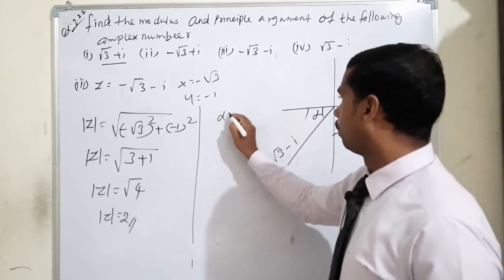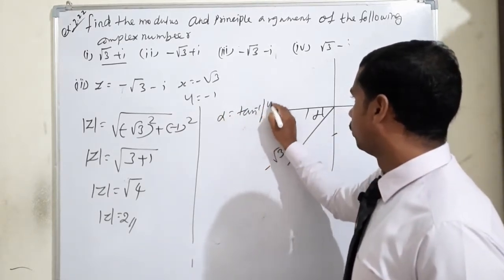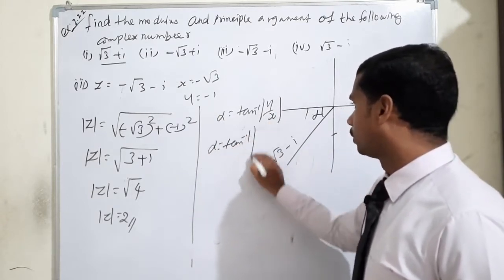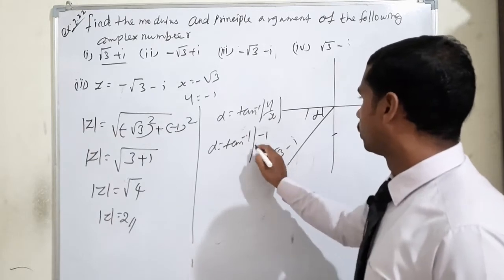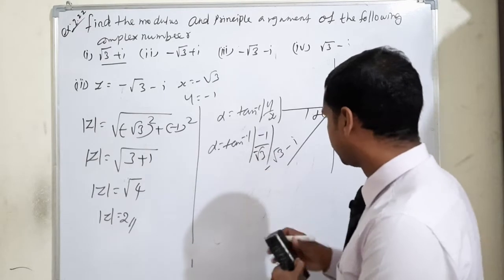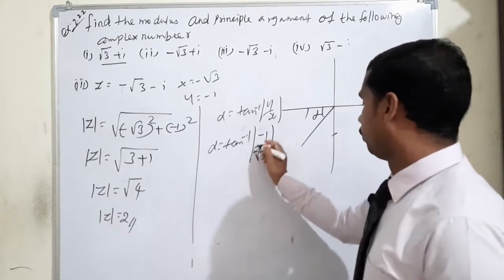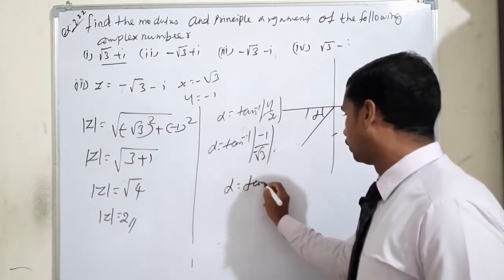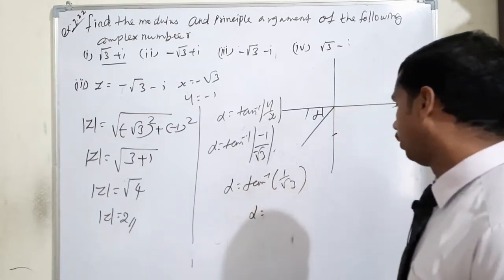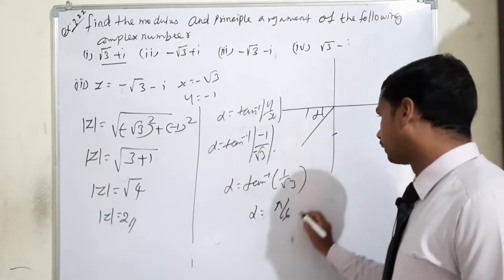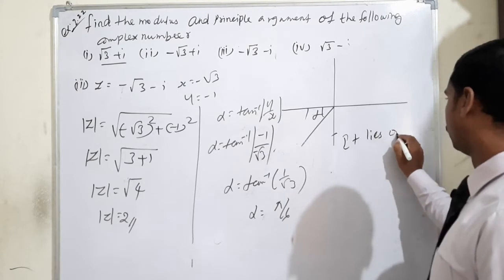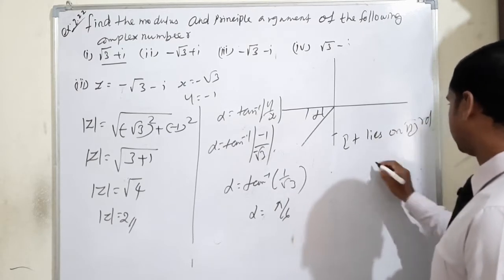So how do we find the alpha? Alpha is equal to tan inverse of modulus of y by x. Again, alpha is equal to tan inverse of modulus of y, which is minus 1, and x, which is minus root 3, isn't it? Now if you remove the modulus sign, alpha is equal to tan inverse 1 by root 3. The same value, isn't it? The alpha value is definitely 30 degrees, which means pi by 6. But it lies on the third quadrant.